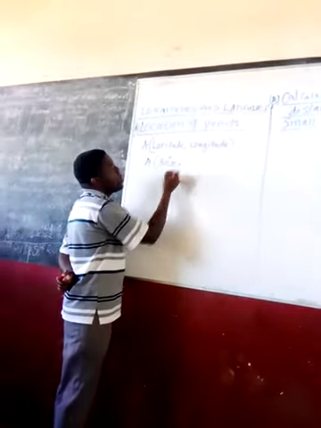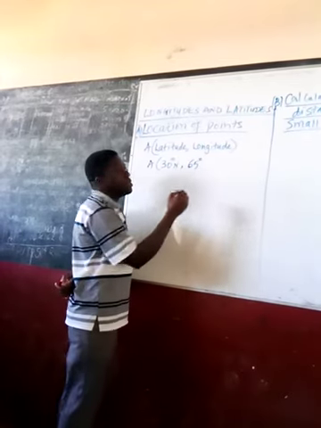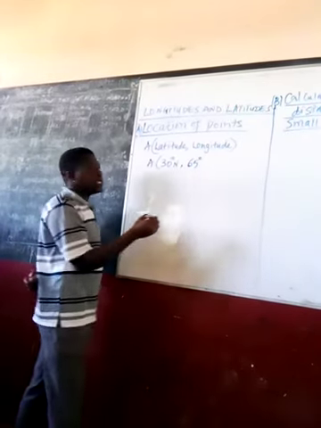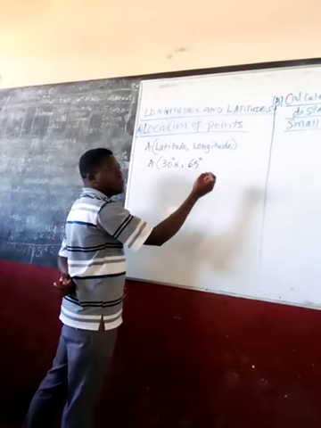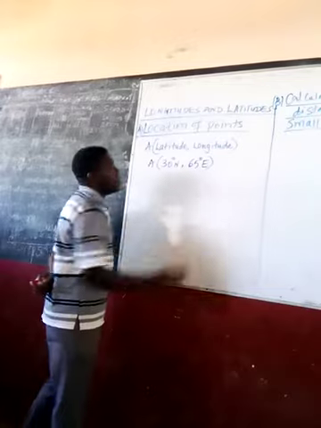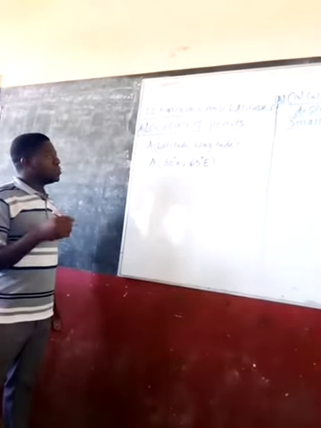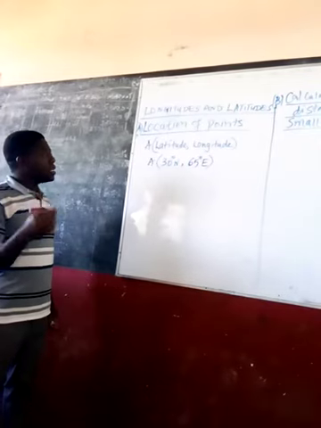Then you can have a comma here, and then a longitude can be like 65 degrees. But with longitudes, we normally indicate using either east or west. So we can say maybe this is east. So this is an example of how we can give the position of a point using the coordinate of longitudes and latitudes.